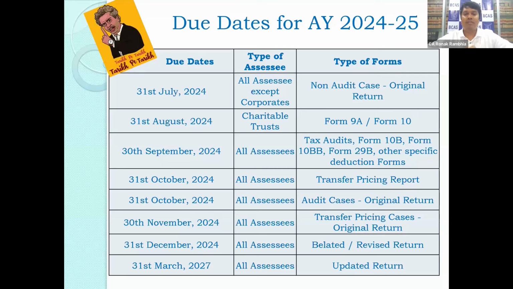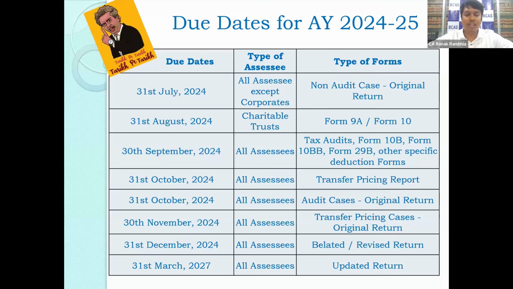31st August 2024: charitable trusts have to file Form 9A and Form 10. 9A is basically application of income of previous year in subsequent year, where you can make an application to the income tax department for the income of the previous year which you are spending in the subsequent year. Form 10 is for accumulation of income for future application for 5 years. So on 31st August 2024, the charitable trusts are required to do these compliances.